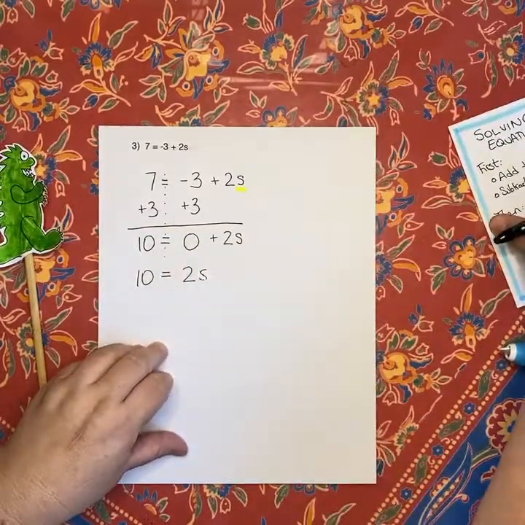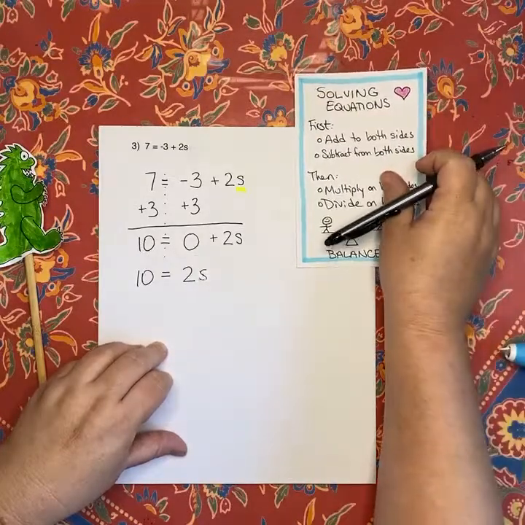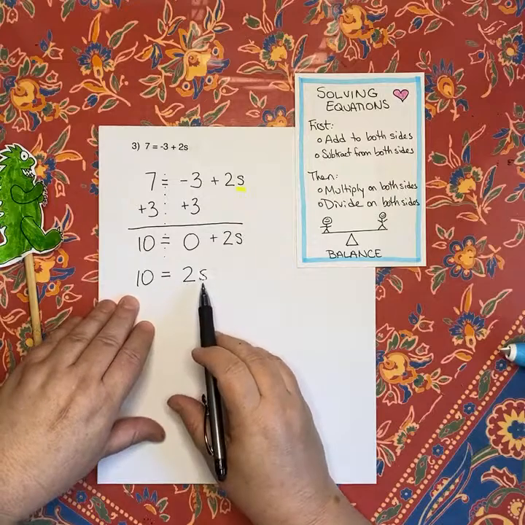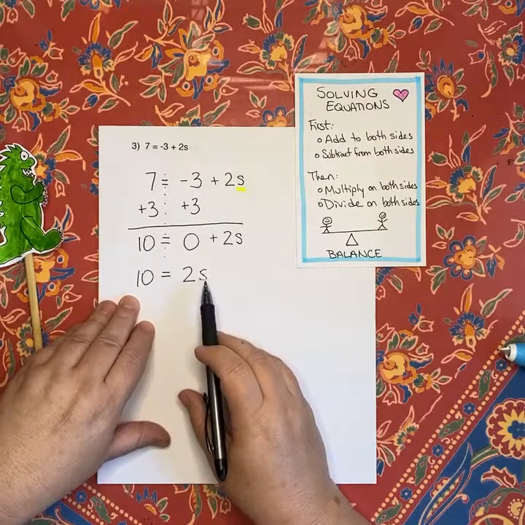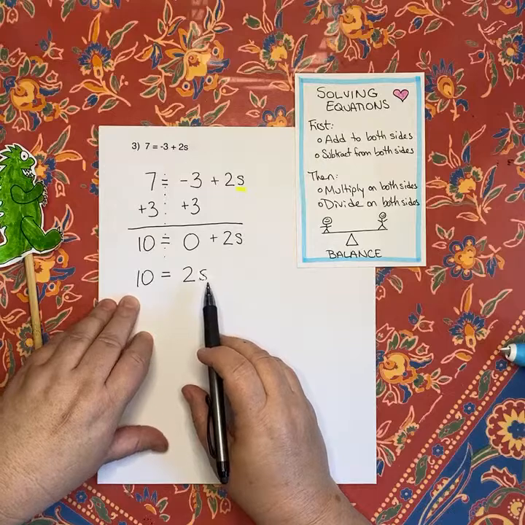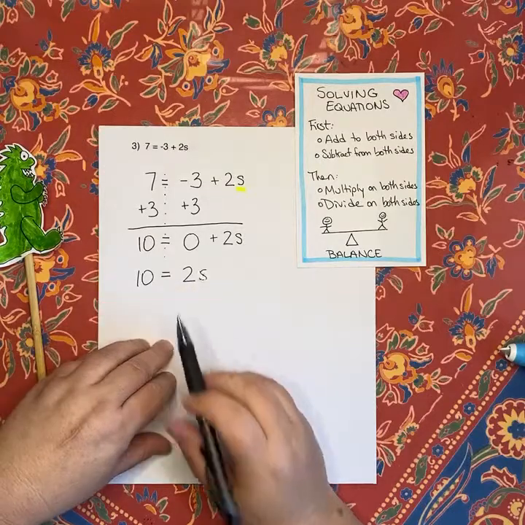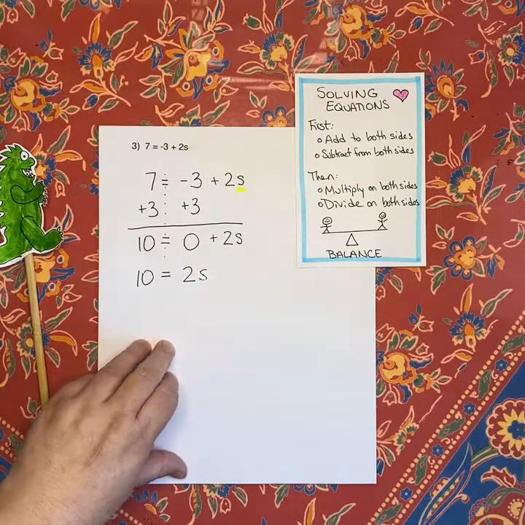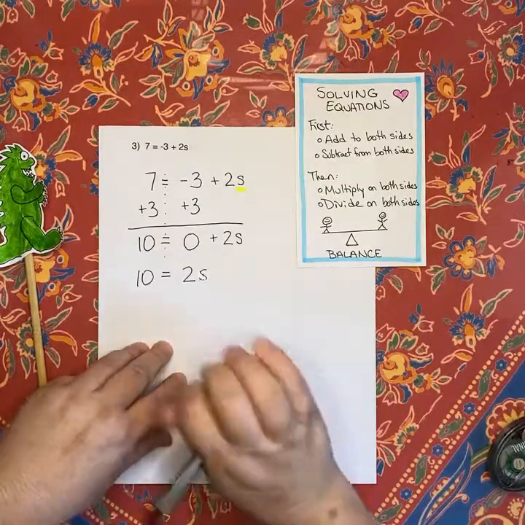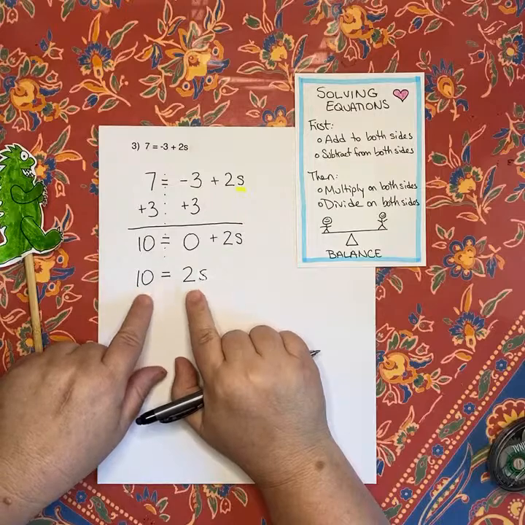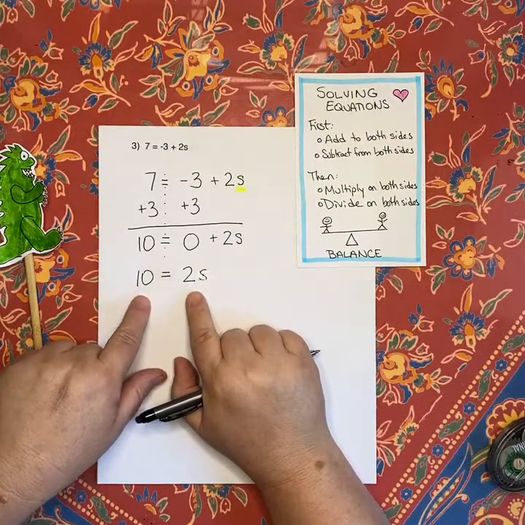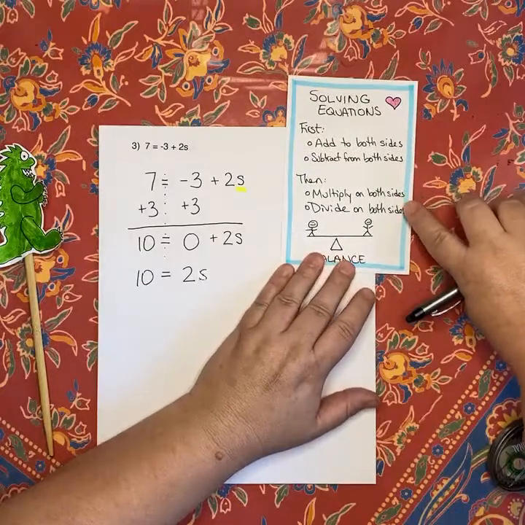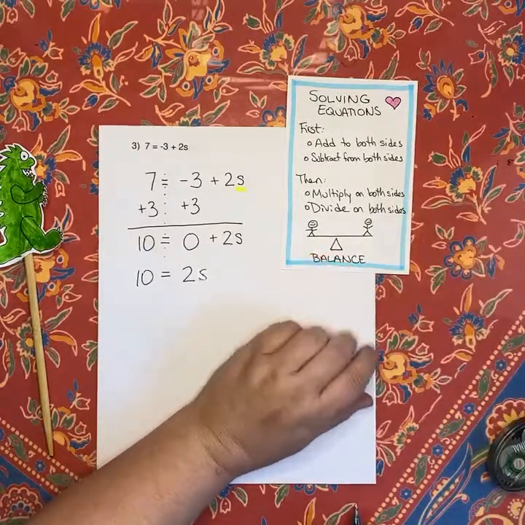Oh, that always happens. Okay, so 10 equals 2 times s. My brain thought s and then changed it to an x. Isn't that hilarious? Okay, so I've got my 2s there. And now I've gotten to the point where I've got one term on each side, so I can go to my next step. I'm going to multiply on both sides or divide on both sides to isolate the variable.